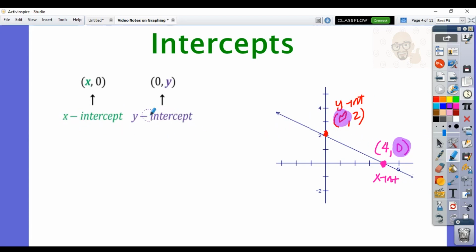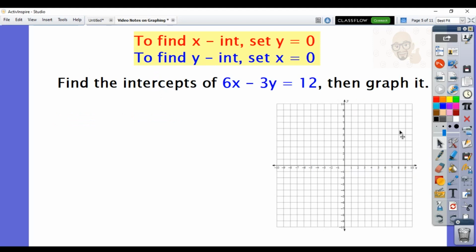So when you're writing the intercepts in coordinate form, the 0 values are important for us to identify. That's what we're going to use in finding the intercepts if we're given an equation. To find the x-intercept, let's set y equal to 0. And to find the y-intercept, set x equal to 0.